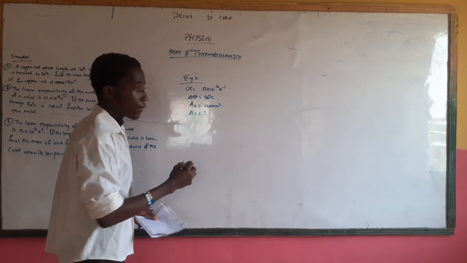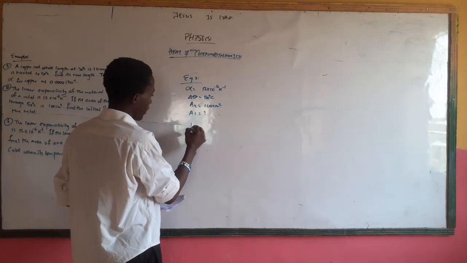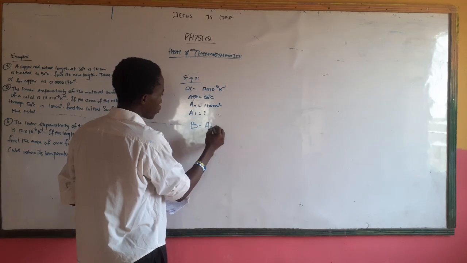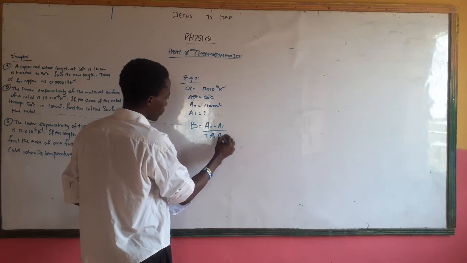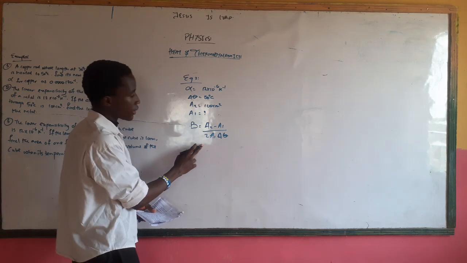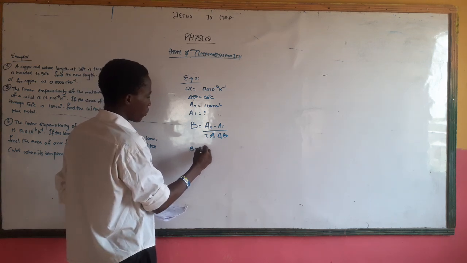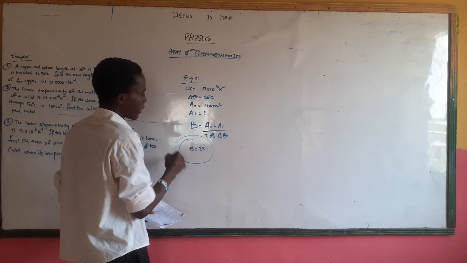So don't forget the formula for the area expansivity. Beta is equal to what? A2 minus A1 over 2A1 change in theta. I believe you haven't forgotten this. Remember beta is equal to what? 2 alpha. Do we understand this? So let's get started.